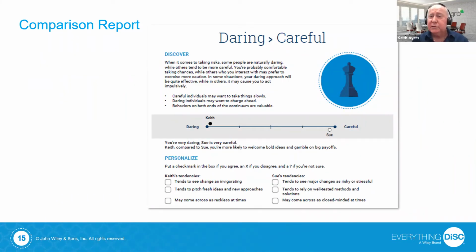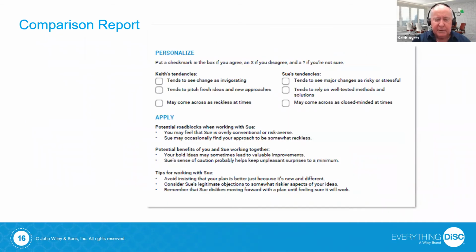It's good to know that, isn't it? If we're working on a project together. So the first 4 continua out of the 6 are going to be where we're furthest apart. At the bottom of each of these 6 pages, we can see the tendencies again, but there are potential roadblocks, potential benefits, and tips for working with Sue.